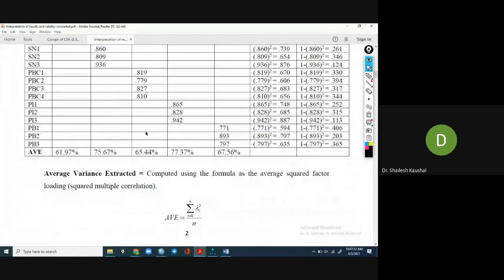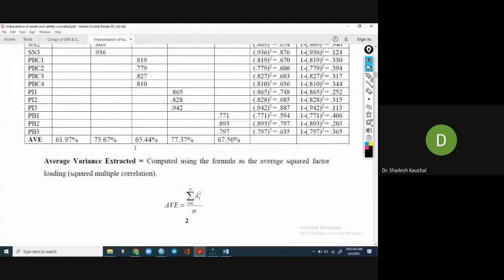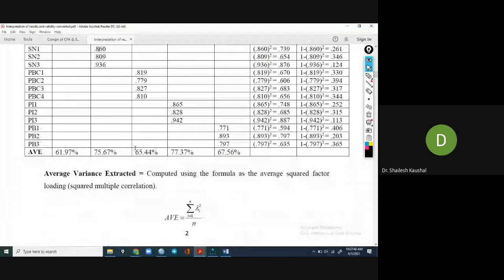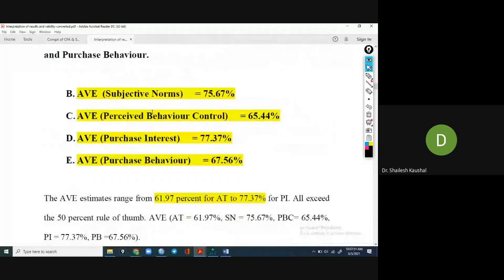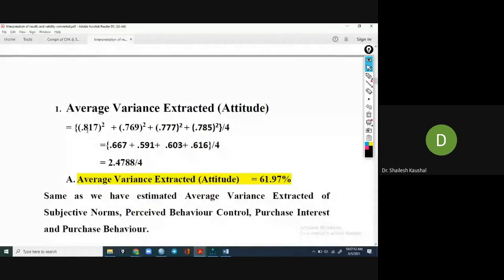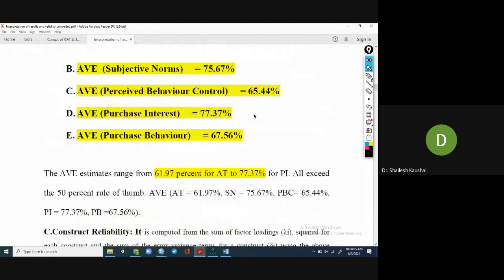This is the formula to find the average variance extracted manually, although we do not need to find it manually by ourselves. But we can find it manually also. When we put all the values, squaring each, adding, and dividing by 4, we obtain the value of our first construct, 61.97, and second construct likewise.